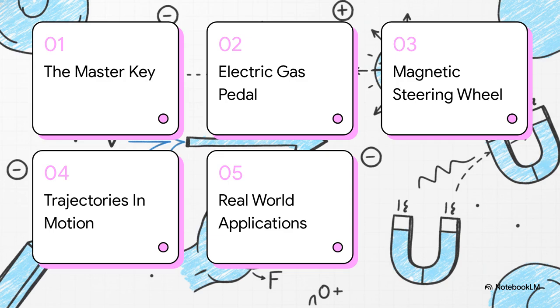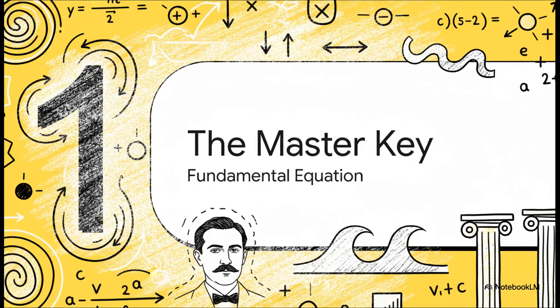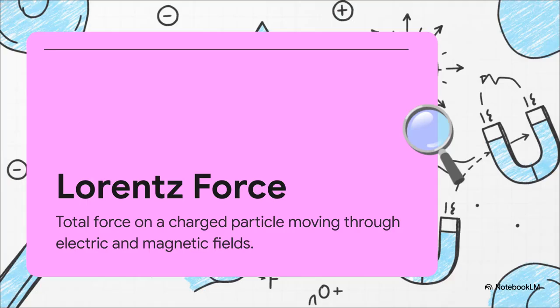Real-world applications. Kicking things off with Section 1, the master key, the fundamental equation. We owe this entire framework to a brilliant Dutch physicist named Hendrik Lorentz. He established what's widely considered one of the absolute fundamental pillars of classical electromagnetism. His legacy is the Lorentz force, which is the total force exerted on a charged particle as it moves through a region containing both electric and magnetic fields.